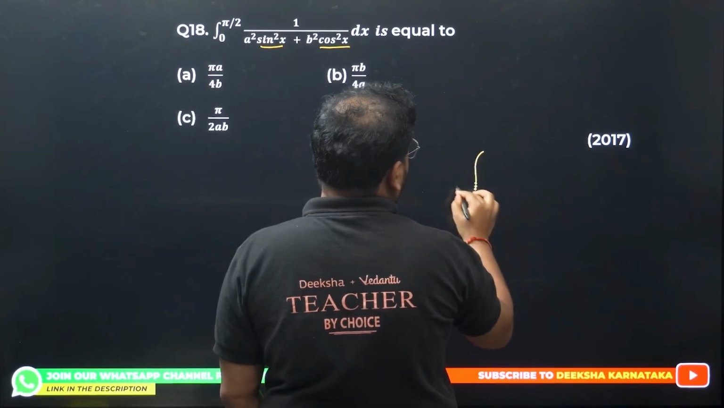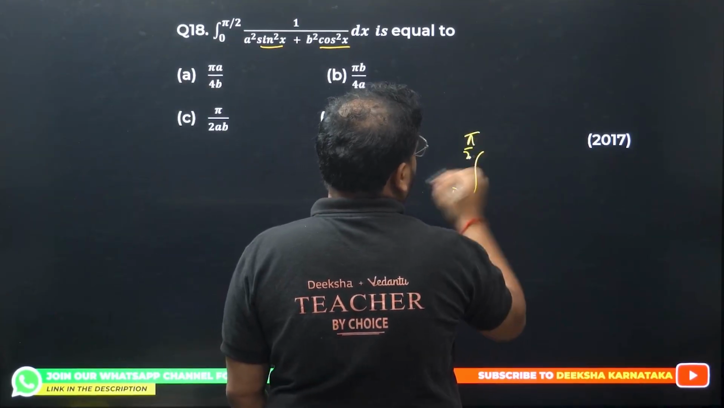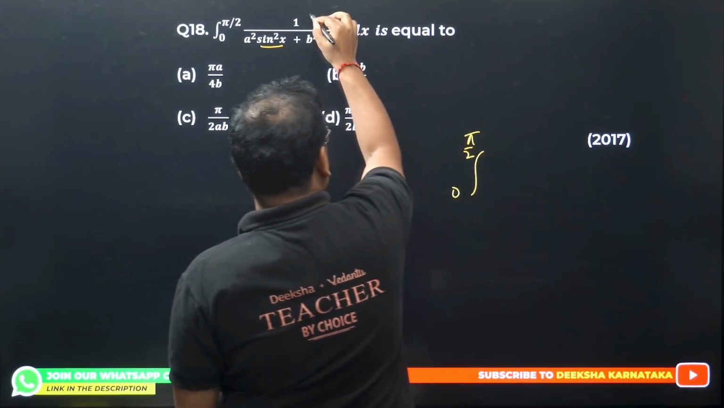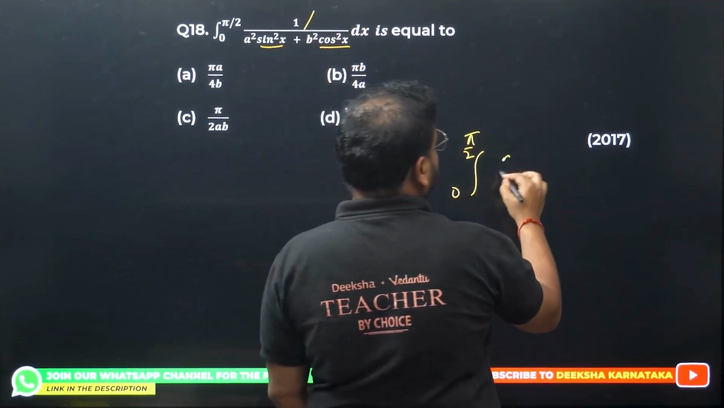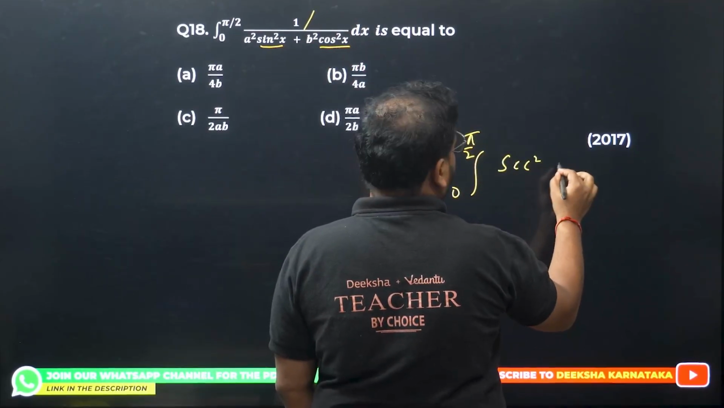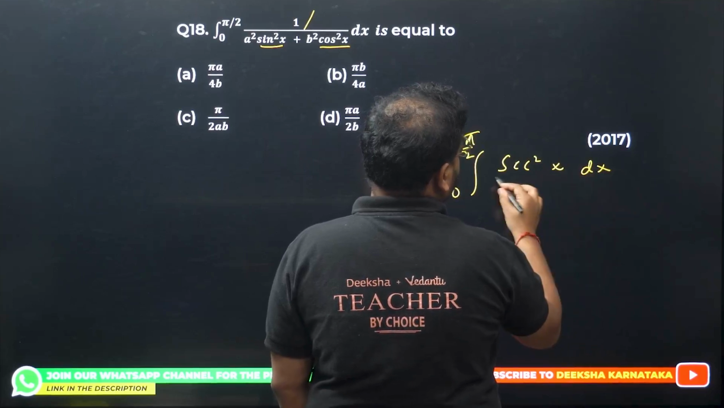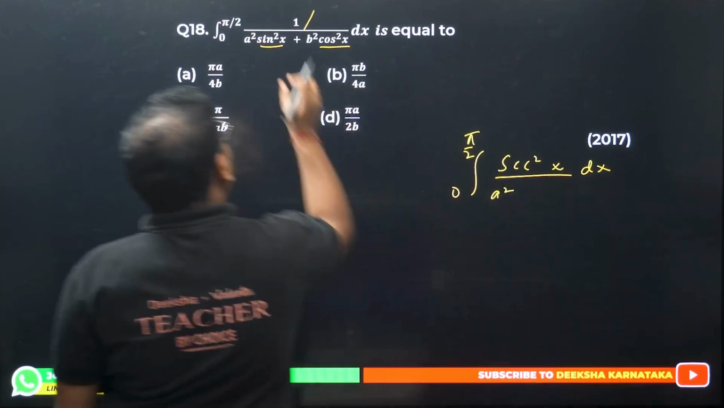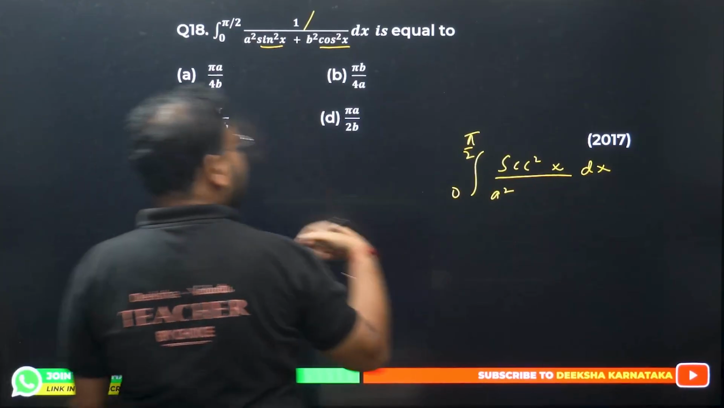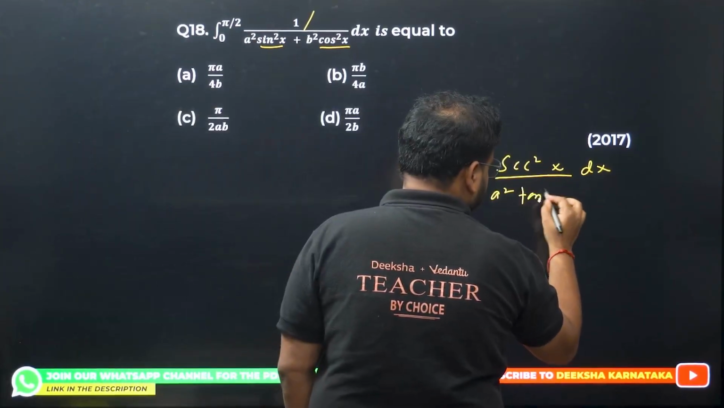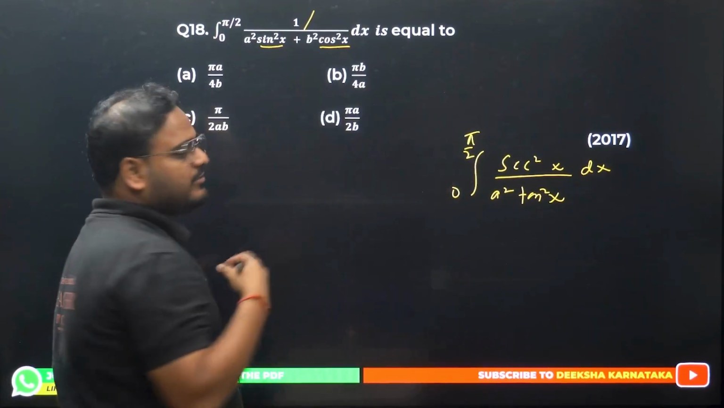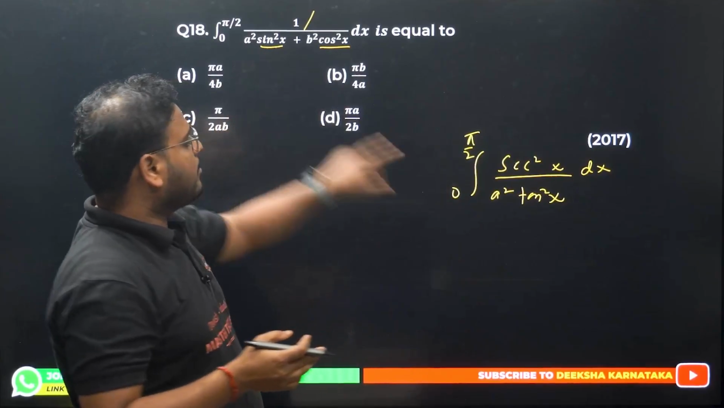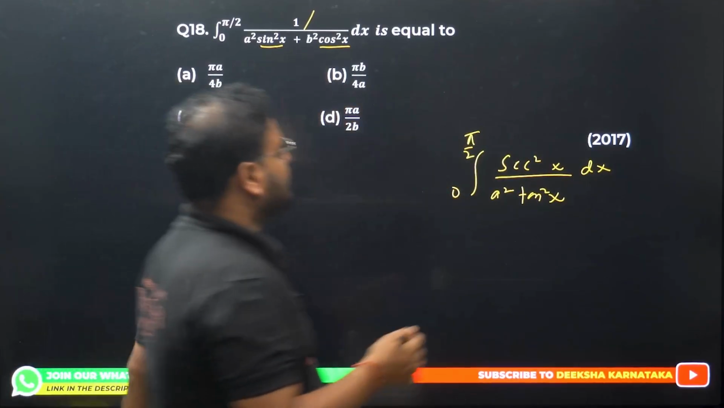We'll have over here 0 to pi by 2. It will become 1 by cos square in the numerator, so it will be simply sec square x dx. And over here you'll have a square sine square by cos square will become tan square. I'm dividing by cos square, right? So every term will be divided. Sine square by cos square will become tan square. This will be simply plus b square.